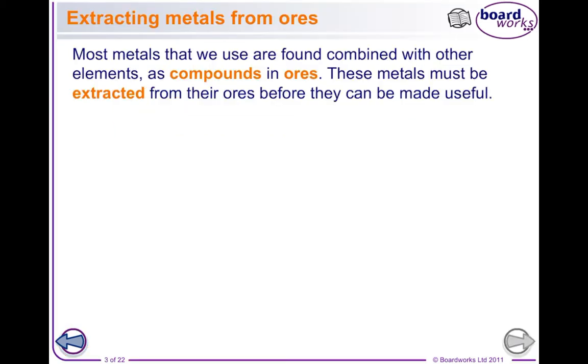So first off, why are we even learning about something called electrolysis? Well, most metals are not found pure in their natural state. They're actually found as compounds, and these compounds we refer to as ores. So these metals, in order to be useful, we have to extract them from their ores so that they can actually be made useful.